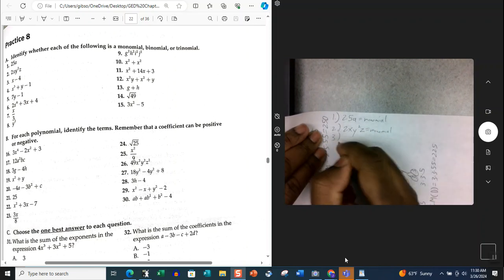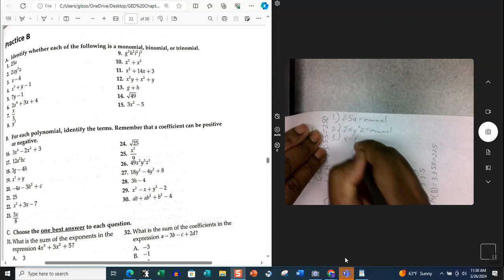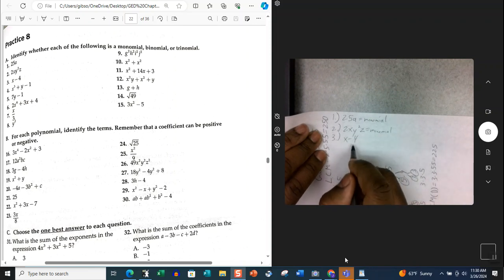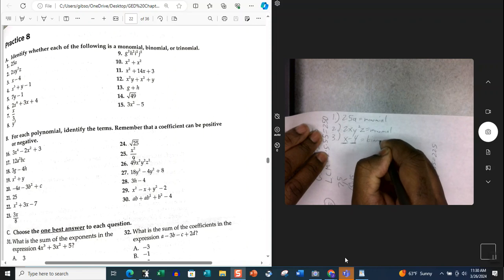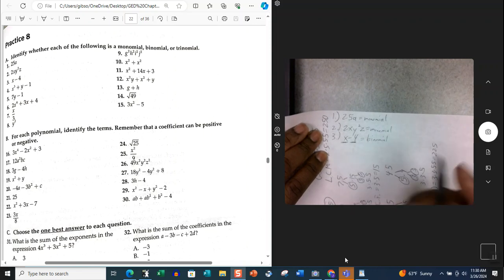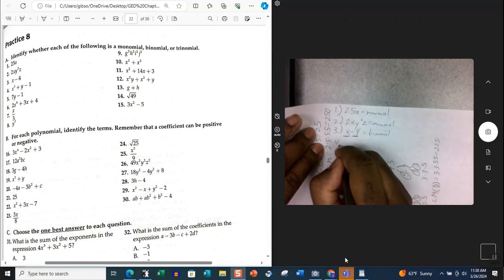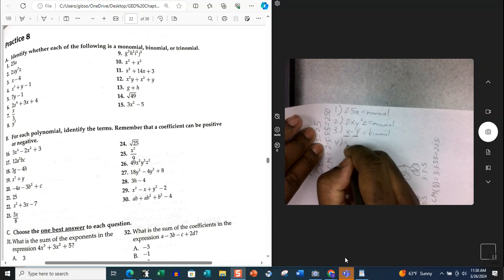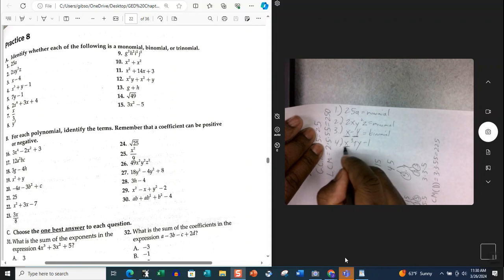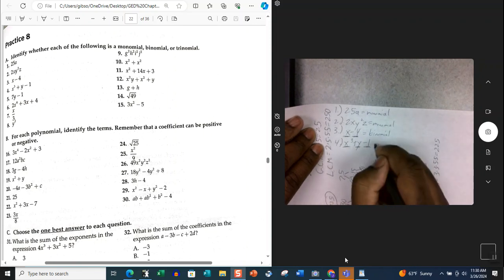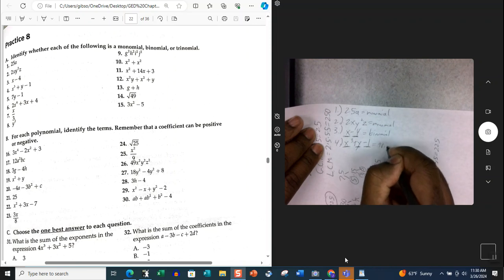So number 3, we have x minus 4. Now we have a subtraction sign. So this is one term, and this -4 is another term. That's two terms, so that's a binomial. Number 4, we have x cubed plus y minus 1. We have one term here, one term here, and one term here. This is 3 terms, so this is a trinomial.